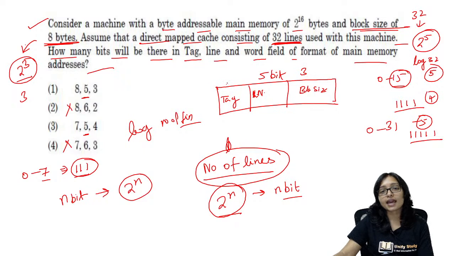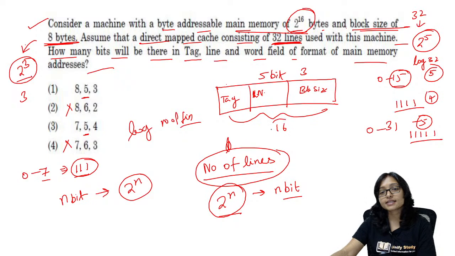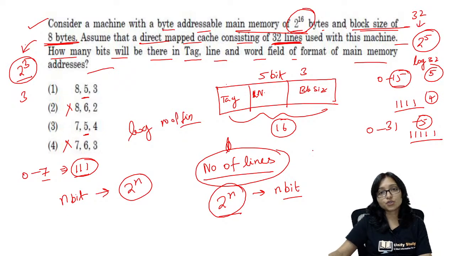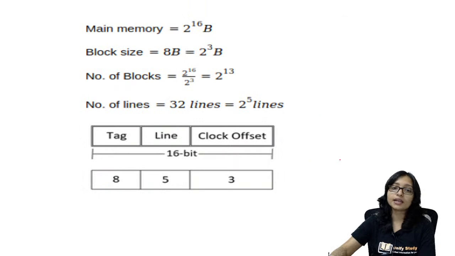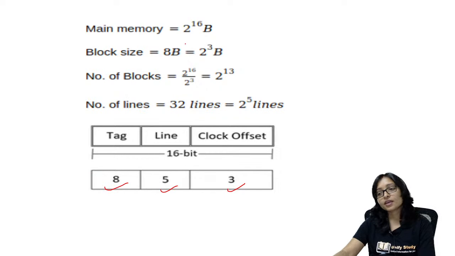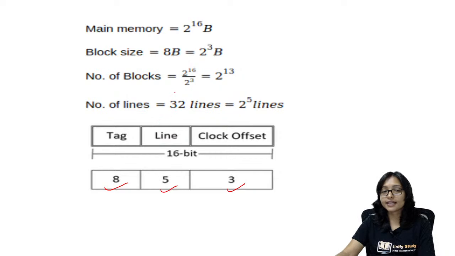And the remaining is the tag. How to calculate the tag? It was given that 2 to the power 16 bytes is the main memory, so the total will be 16 bits. I will do 16 minus 5 plus 3, that is 8. So your answer will come this way: 8, 5 and 3. Got it? Clear? I hope this is clear to everyone.